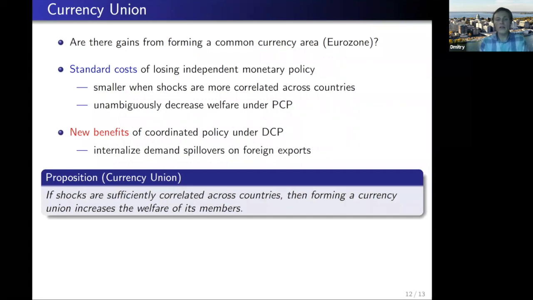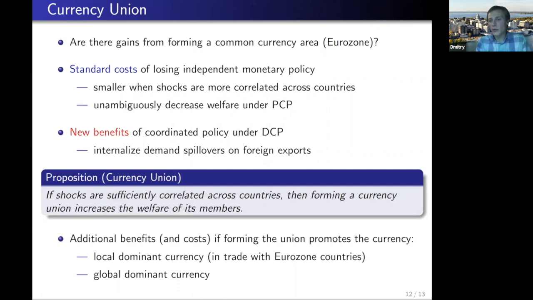So in particular, we find that cooperation can increase the welfare of the economies because it internalizes the demand spillovers on foreign exports, right? So as we just said, monetary policy always makes domestic demand optimal, but the demand for imported and exported goods is suboptimal. Which means that some form of cooperation can increase the welfare of these economies.